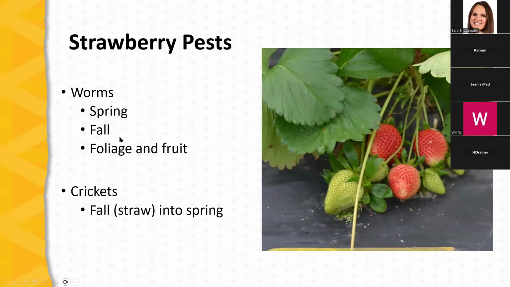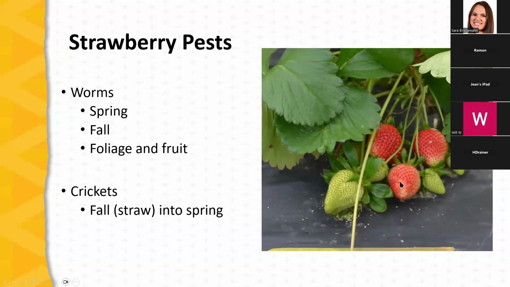Pests, we have worms, spring, fall, foliage, and the worms eat practically anything. This particular picture, I got it in an organic production system, and curiously, they put straw in the fall too early, and crickets get in the planting and protect themselves under the straw over winter, and they came back in the spring and started to eat all the seed of the fruit. If you see those shells in the plastic, those are shells from the seed that the crickets were cracking and eating.